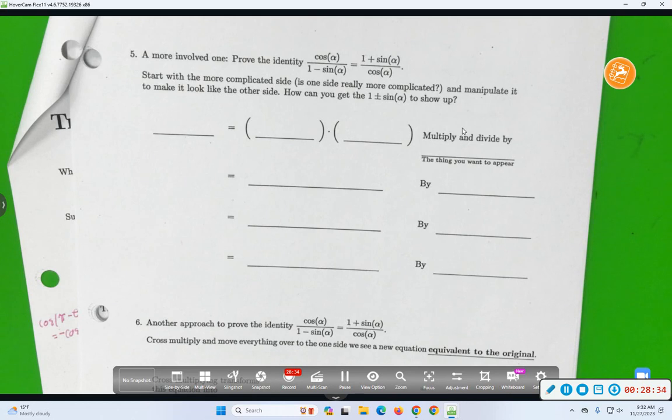So, taking a look at both sides, is there one side that's obviously more complicated than the other? Certainly not obviously. Is there one side that you would want to call more complicated than the other?